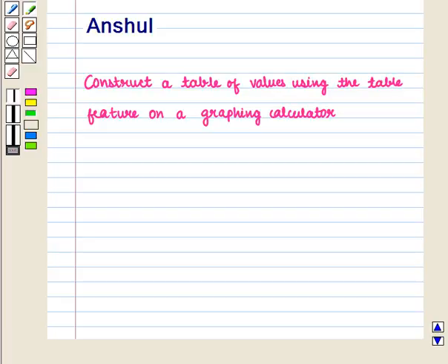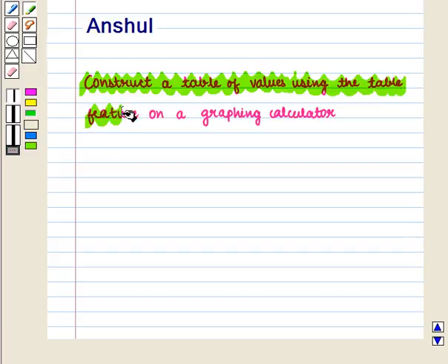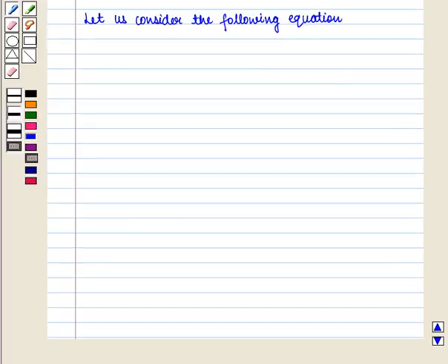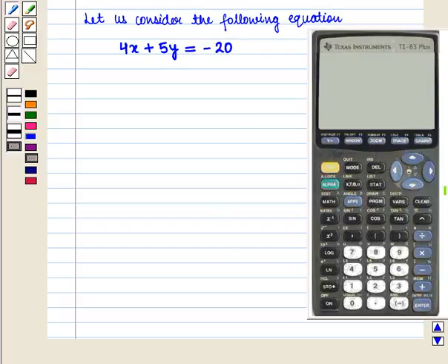In this session we will discuss how to construct a table of values using the table feature on a graphing calculator. Let us consider the following equation, that is 4x plus 5y is equal to minus 20. We want to construct its table of values on the graphing calculator.